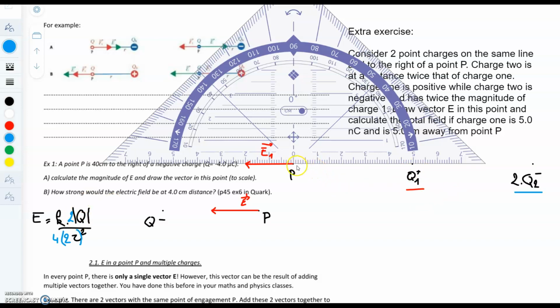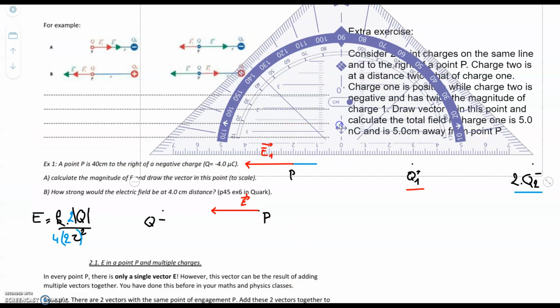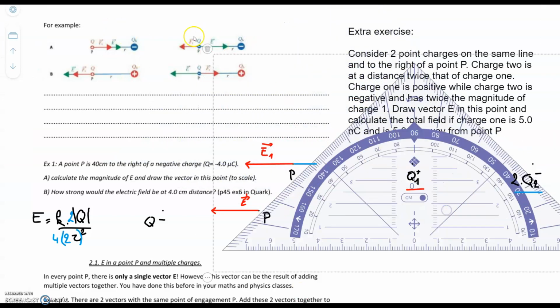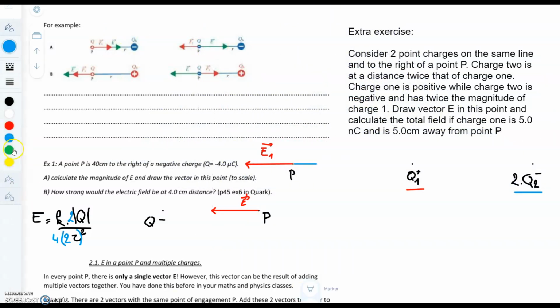What do we end up with? It would be twice as long, so meaning 4 centimeters. However, due to the increase in distance, it becomes 4 times weaker than before. Meaning if I want to draw this to scale, this one would have to be just 1 centimeter as opposed to the 2 centimeters of my first one. This is the situation we end up with.